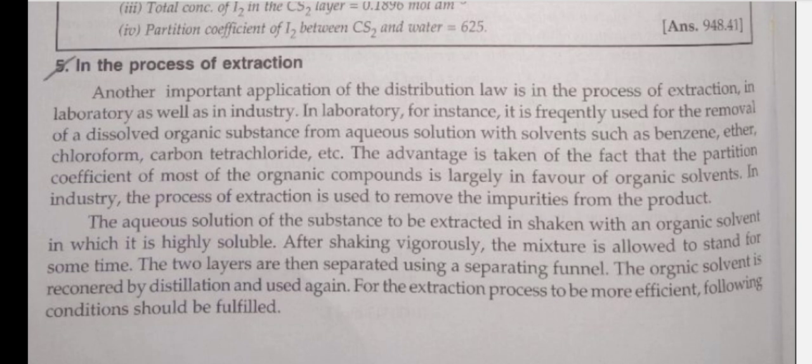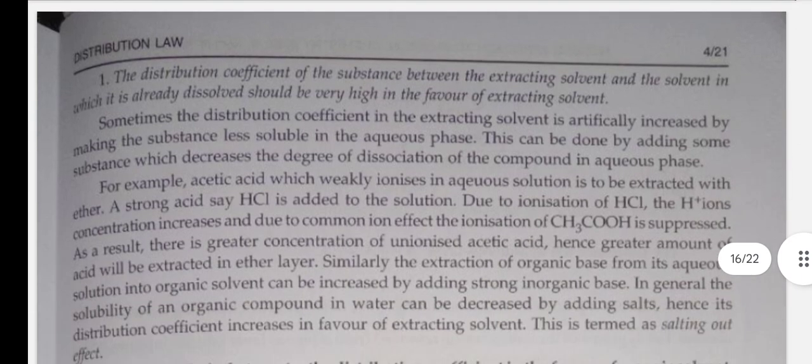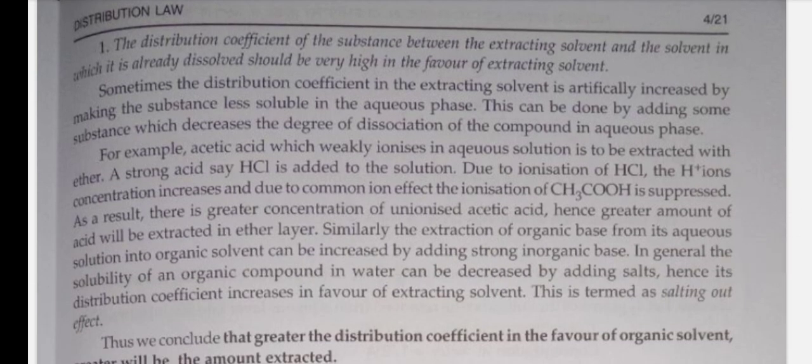The aqueous solution of the substance to be extracted is shaken with an organic solvent in which it is highly soluble. After shaking vigorously, the mixture is allowed to stand for some time. The two layers are then separated using a separating funnel. The organic solvent is recovered by distillation and used again. For the extraction process to be efficient, the following conditions should be fulfilled. The distribution coefficient of the substance between the extracting solvent and the solvent in which it is already dissolved should be very high in favor of the extracting solvent.